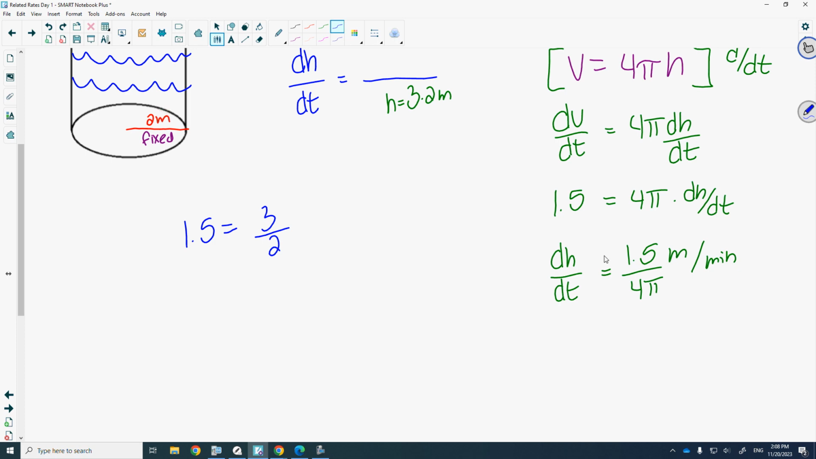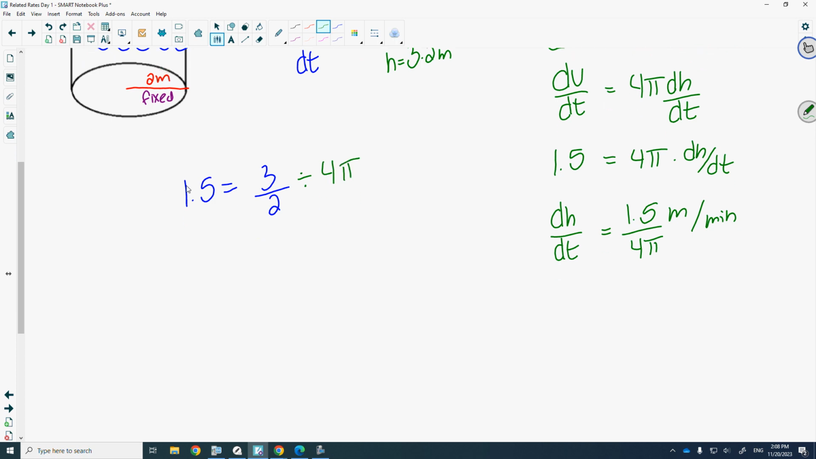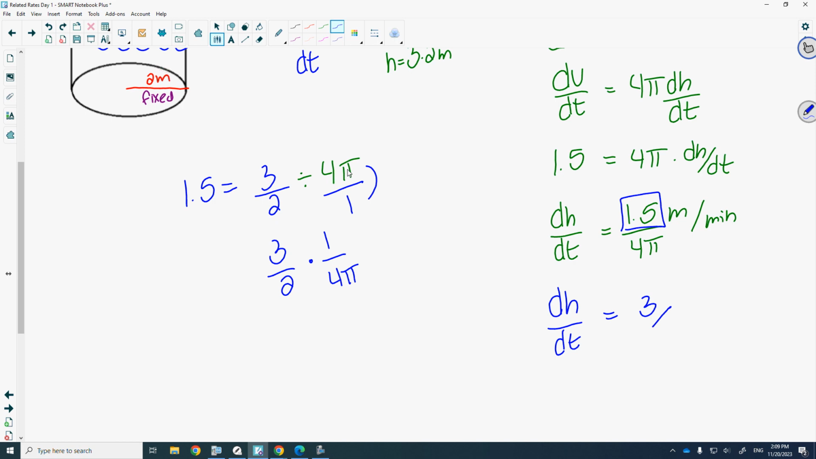So what we have is 3 over 2 divided by 4 pi. So what would it become? That would be 3 over 2. So here's my 3 over 2. And then instead of dividing it by 4 pi, I'm going to multiply it by 1 over 4 pi. So dh over dt, the rate at which the height is changing with respect to time, would be 3 over 8 pi. And then meters per minute. Okay.